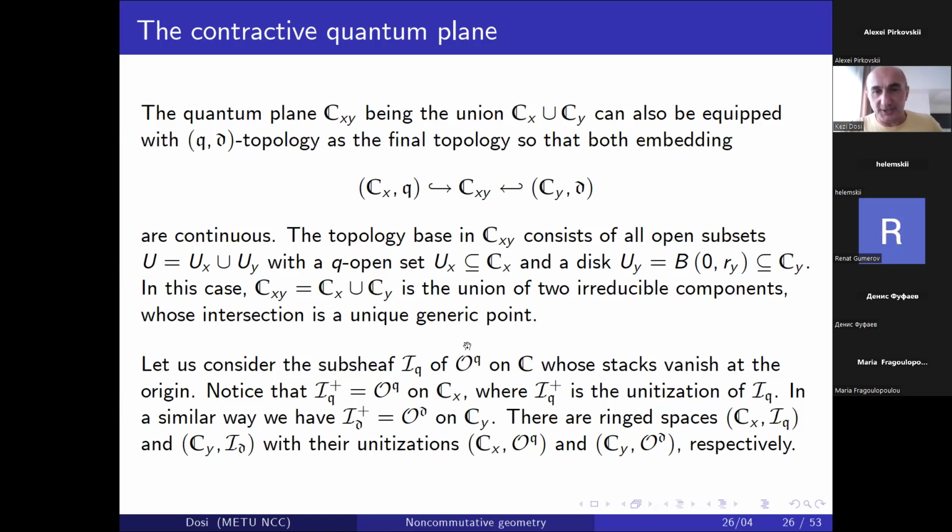Okay, on the left, we're going to look at the sheaf OQ on this one. On the right, OD. Well, there is some technical moment. I'm introducing a subsheaf whose stalks vanish at the origin. We know every q-open set contains the origin, so I can talk about this subsheaf of stalks which vanish at the origin. So IQ is an ideal whose unitization will be OQ. In the same way, I can introduce ID for the disk topology, so its unitization will be OD. Okay, so I have two ringed spaces: CX with OQ, CY with OD. The left one with OQ, this one with OD. The two ringed spaces.